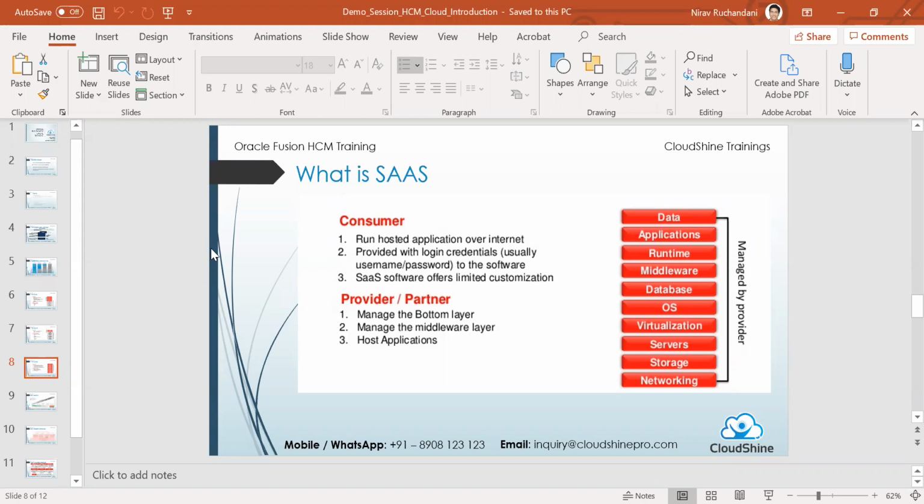What the consumer will be responsible for is just running the application over the internet, and any very limited customizations that are possible within the scheme of things is something where the ownership will lie with the consumer, or the company that is going to use this particular offering. So that's what the different offerings are for Oracle Fusion Cloud.